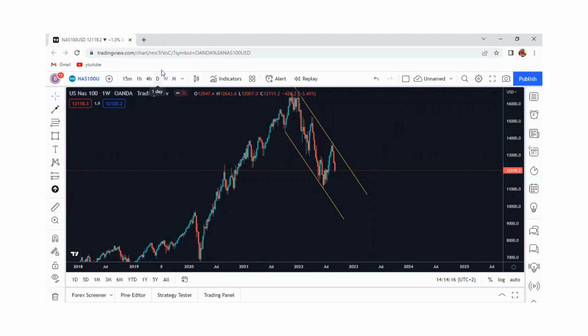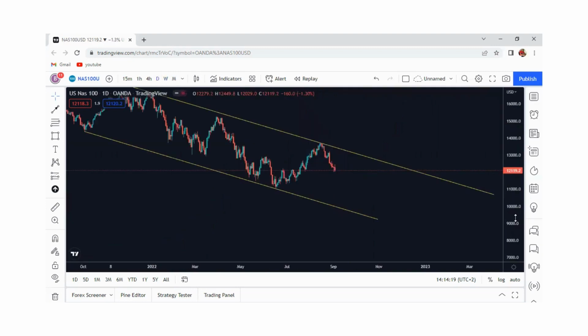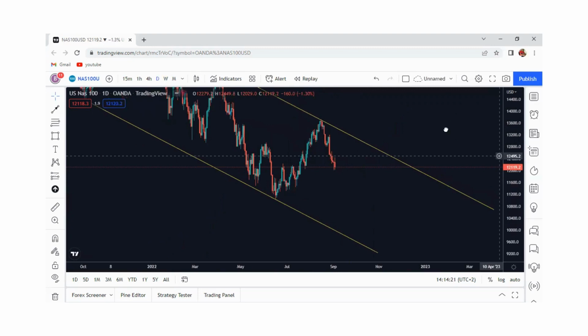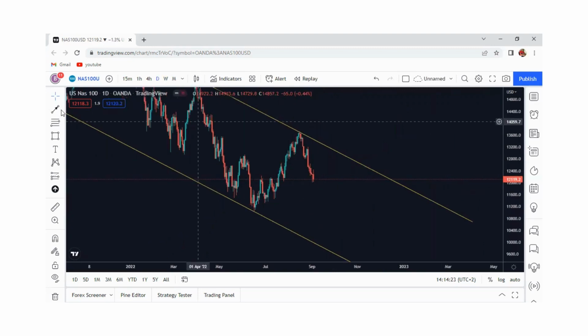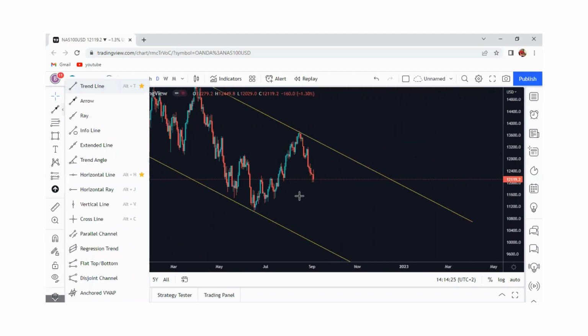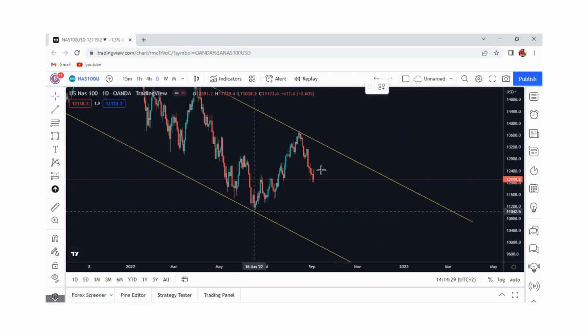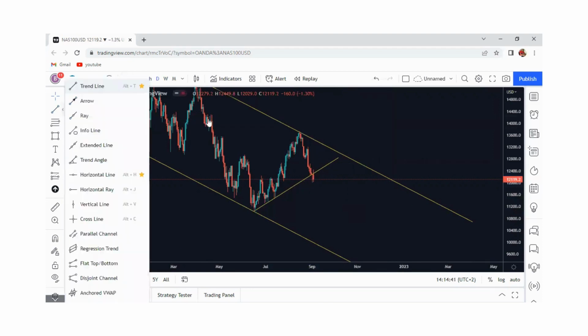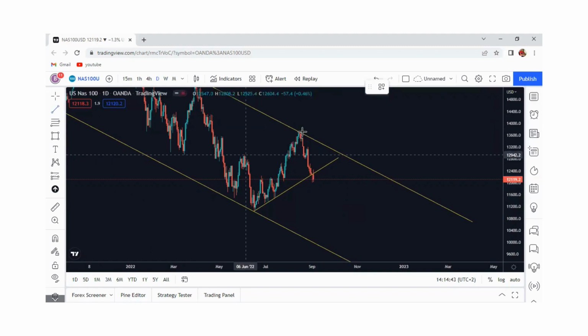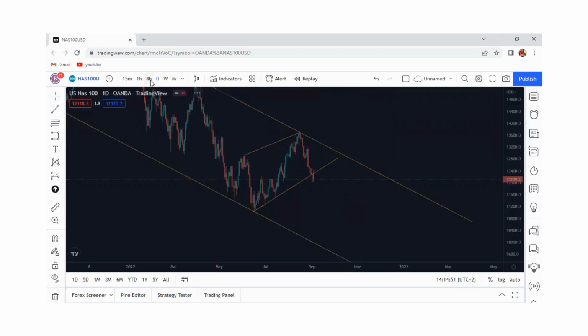As you know, we love Nasdaq 100. That's where we make some money. So this is on the daily. On the daily time frame, it broke the structure. But I just want to go to the 4 hour and see what's happening on the 4 hour before I finish.